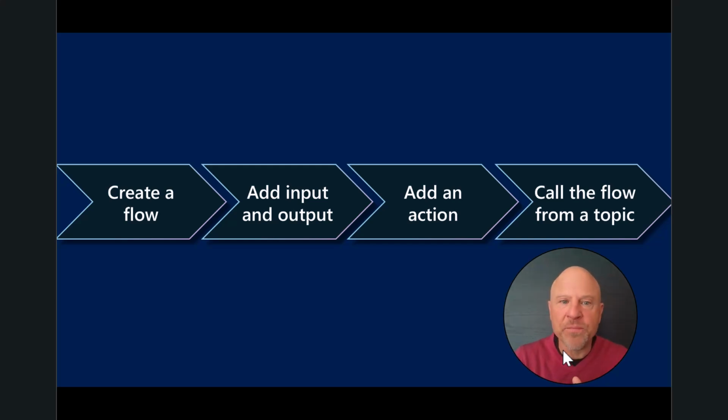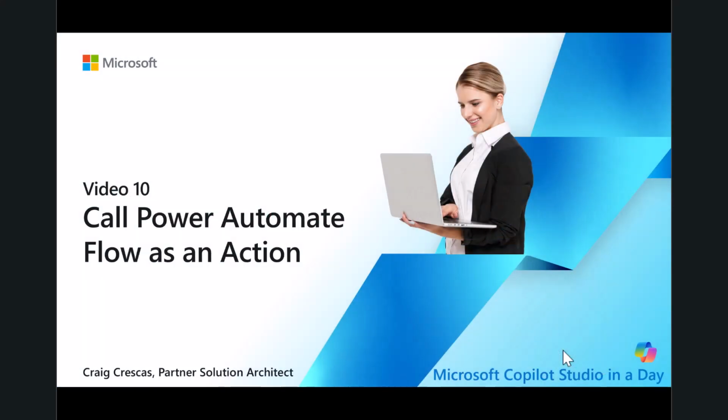And again, we created a flow, we added input, output, added an action, and we called that flow into our topic. So that concludes this session, this video, this lab on how to call Power Automate as an action inside of your Copilot Studio.